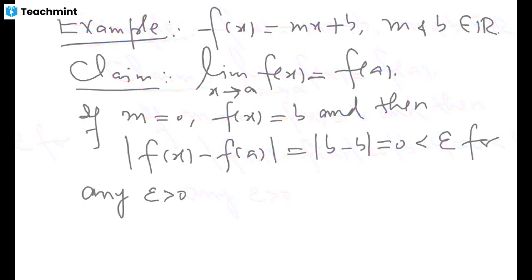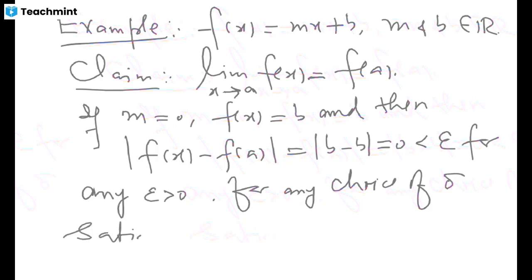Here it will work for any choice of delta satisfying 0 less than absolute value of x minus a less than delta. This is indeed redundant to say that you require delta here. This is trivial. We didn't have anything to prove in this case when your m is 0.